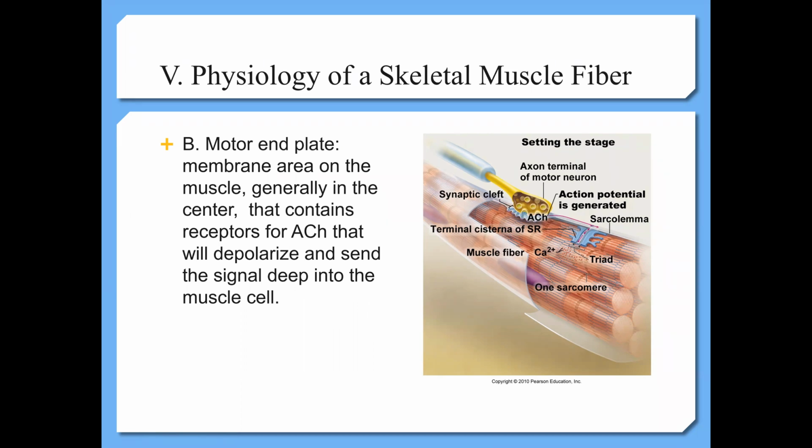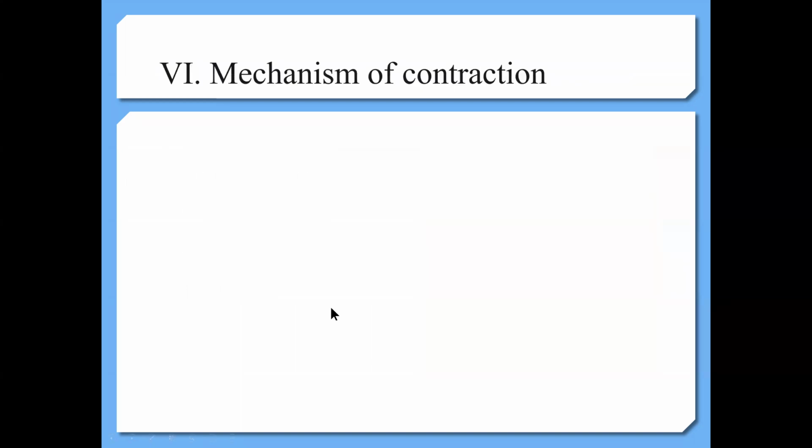We'll get a depolarization in the nervous system. But in other words, the signal is going to continue from the nerve to the muscle, okay, and send the signal deep into the muscle cell, because we want all the fibers to contract. We don't just want the fibers on the most superficial outside to contract. We want them all to contract.